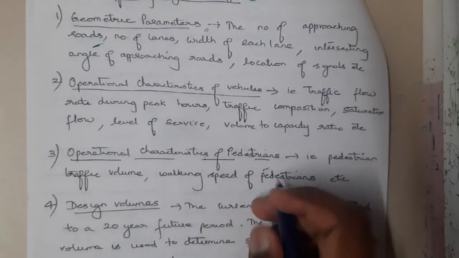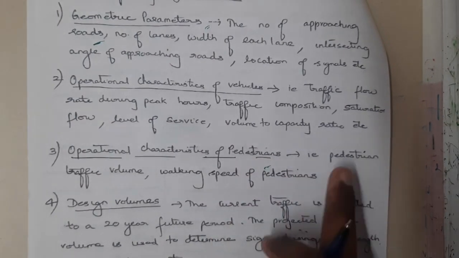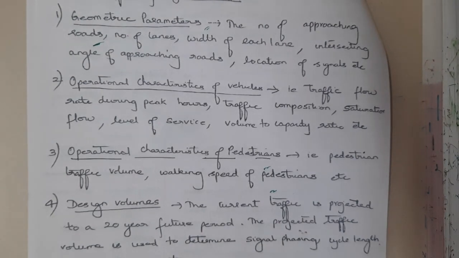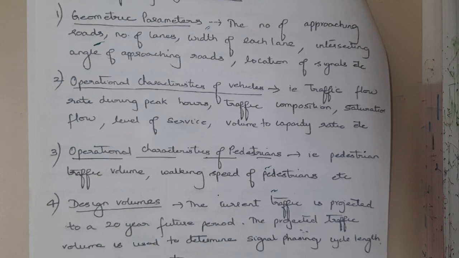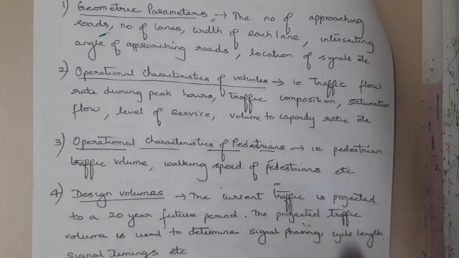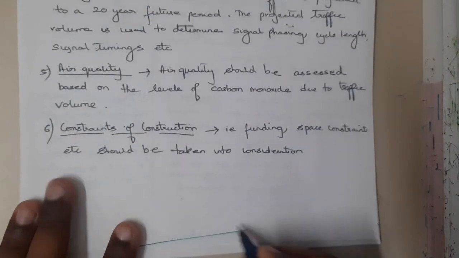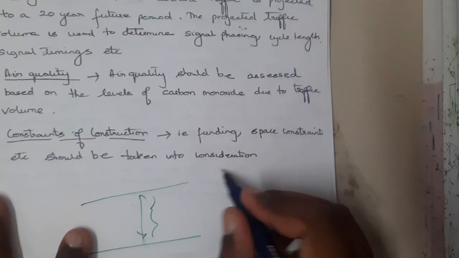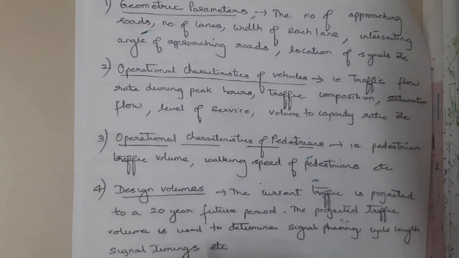Similarly, operational characteristics for pedestrians. What is the volume of the pedestrians? Those things will be considered here: pedestrian traffic volume and walking speed of pedestrians. In a traffic signal we also have the pedestrian signal, which gives a beep like that, and at that time they will cross the road. Depending on their speed and the distance across the road, if the road is really short, the time could be short. If it is a wide road, you should give some more time. So it depends on that also.